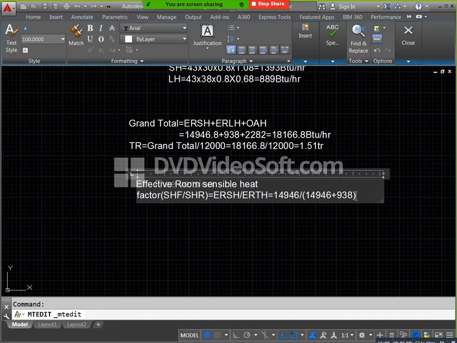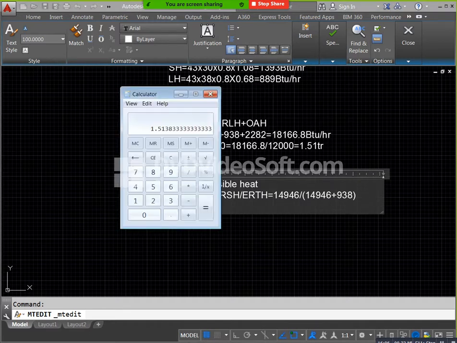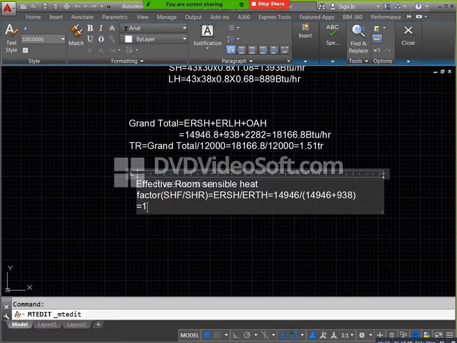14946 divided by 15884. Now you can go here, 14946 divided by 15884, 0.94. Now you can write the factor 0.94.